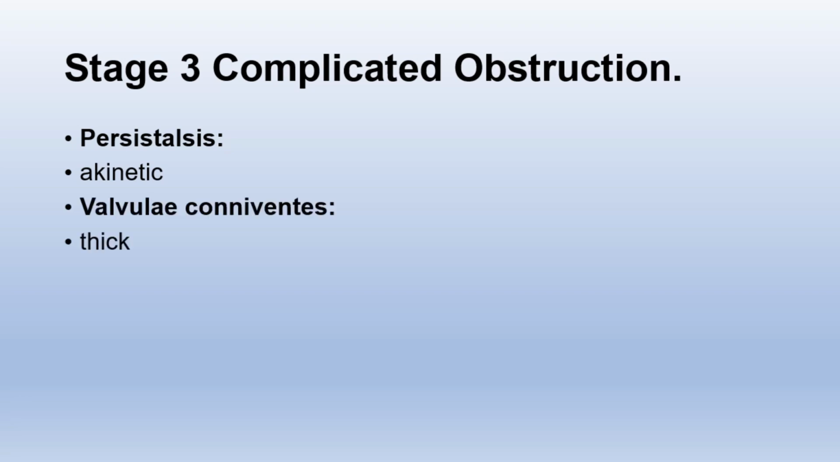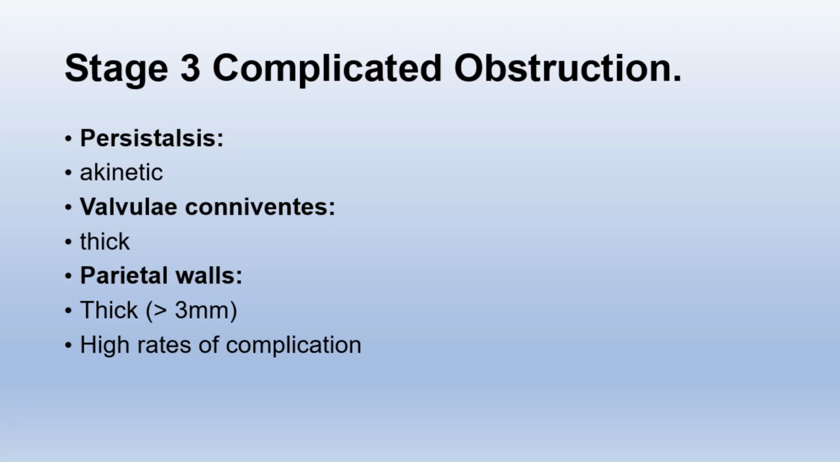Finally, is the third stage, which is complicated obstruction, and this is where there's high concern that there's already necrotic bowel. So in terms of peristalsis, you're going to see bowel that's akinetic, and it looks like dead bowel. The valvuli, thick, so no longer just prominent, but very thick, very hyperechoic, very easy to see. The parietal walls are now starting to thicken greater than 3 millimeters. And this is the stage where there's high rates of complication.